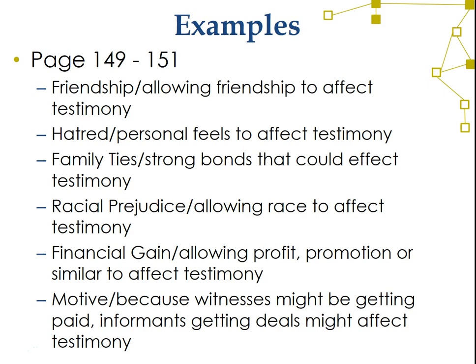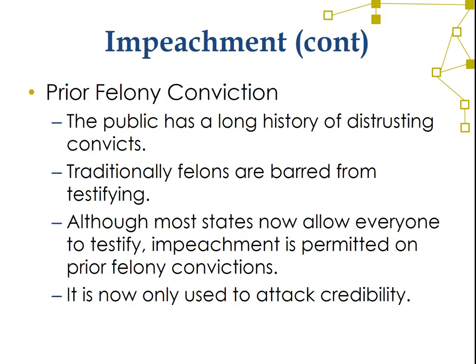So we talked about friendship, allowing friendship to affect testimony, and hatred, personal feelings to affect testimony, and family ties, the strong bonds that could affect testimony, and racial prejudice that allows race to affect testimony, and financial gain, allowing profit or promotion or similar to affect testimony, or motive, because the witness might be getting paid, informants getting deals might in fact impact testimony. So that's the first one, and remember, this is kind of why I'm just going to touch on them. Well, the second one would be prior felony convictions.